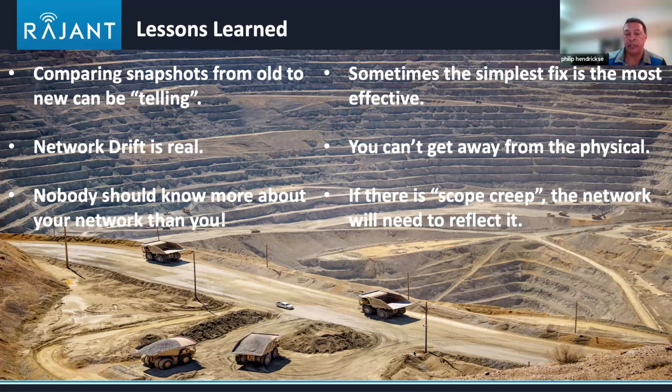So from the lessons learned, we can look at old and current snapshots. If you're into that sort of stuff, you can actually see your network drift throughout those snapshots. You've got to realize that network drift is real, especially in surface mining. It is always going to occur. We move so much dirt on a daily basis, there must be some change in our RF topology that we need to know about. Third line over there, if you're looking after mines, nobody should know more about your network than you.